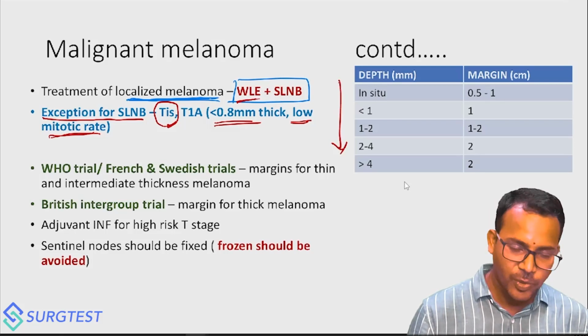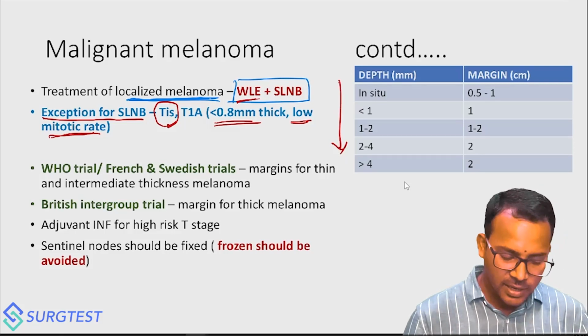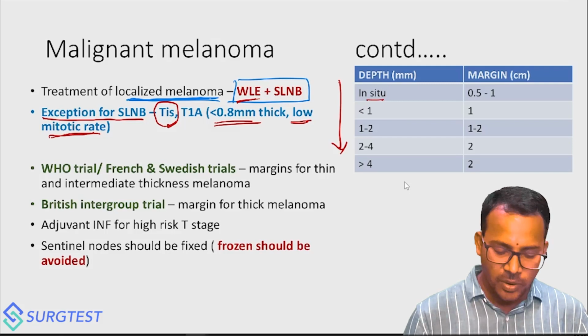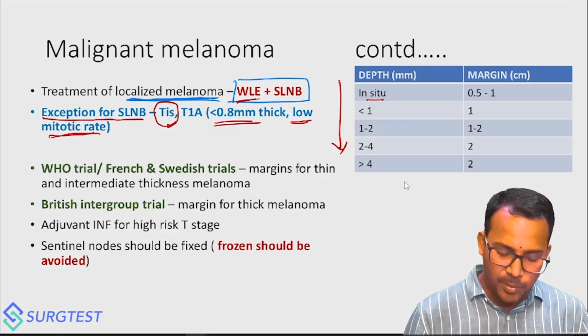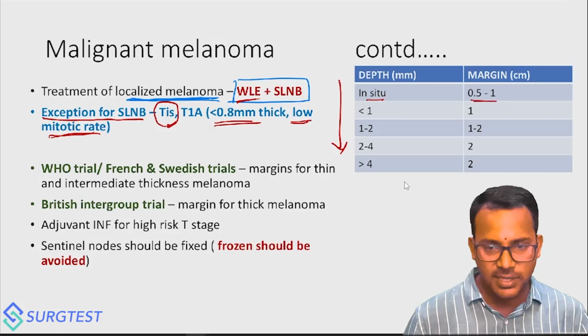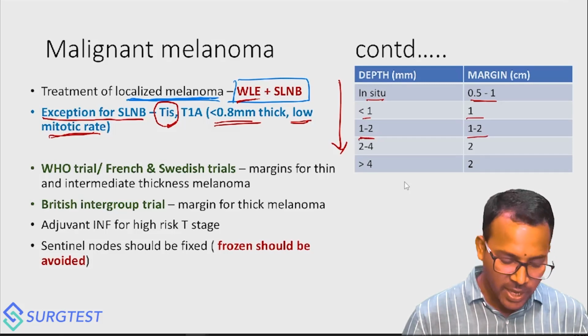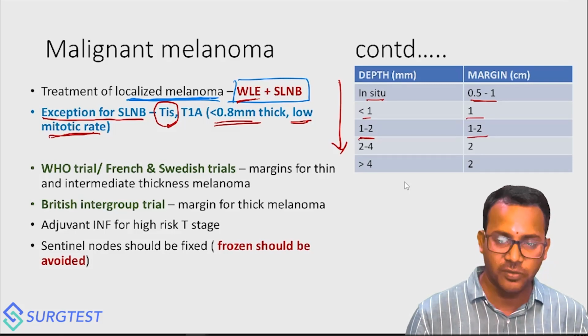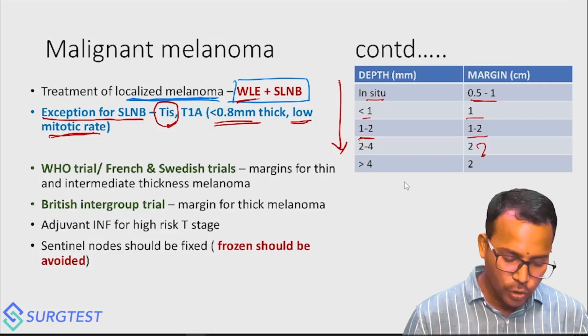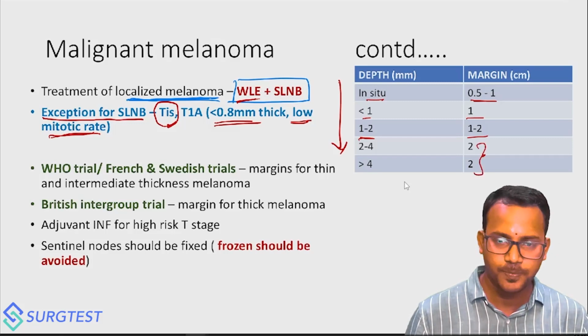Okay. If you find that it's an in situ lesion, then a margin of 0.5 to 1 centimeter is sufficient. For less than 1 millimeter, 1 centimeter. For 1 to 2 millimeters, 1 to 2 centimeters. Anything beyond 2 millimeters of thickness, you need to give 2 centimeters of margin.